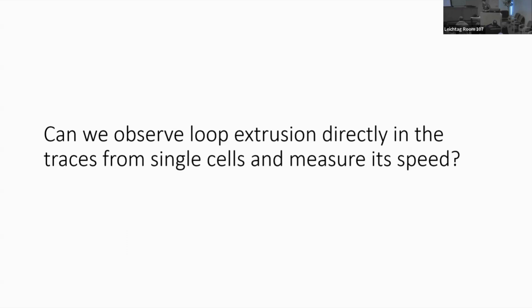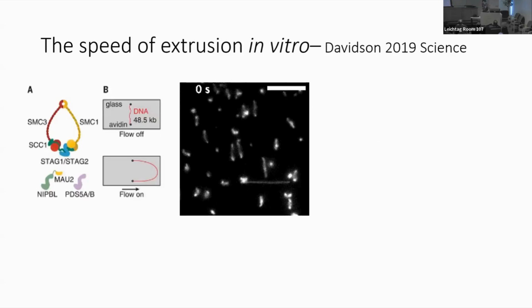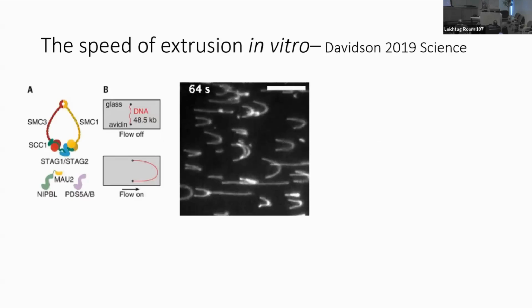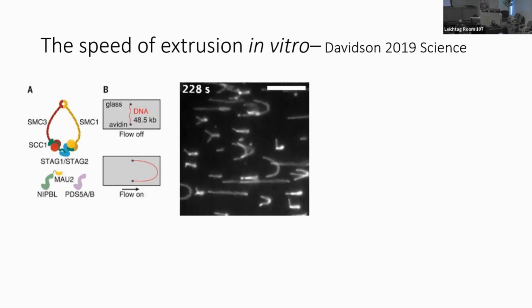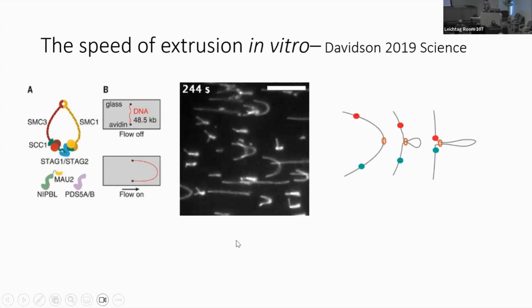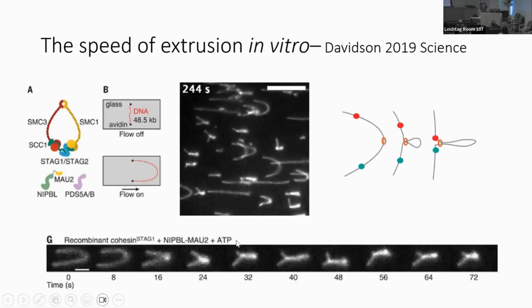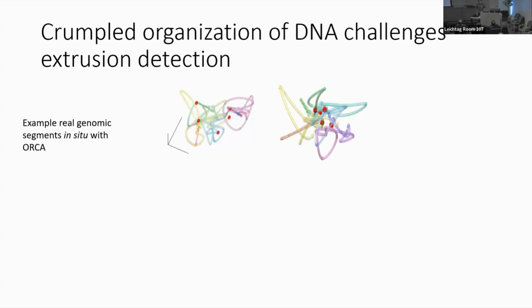But I wanted to show you some of our attempts to measure the speed of loop extrusion from these data. We're inspired by the beautiful single molecule in vitro imaging experiments where you can stick DNA on glass, stretch it out under flow, add cohesin, and see traces like this. And in the amount of time it takes to form that loop, estimate the speed of cohesin extrusion, which was estimated at a kilobase per second. We asked, how do we do this in vivo with our data?